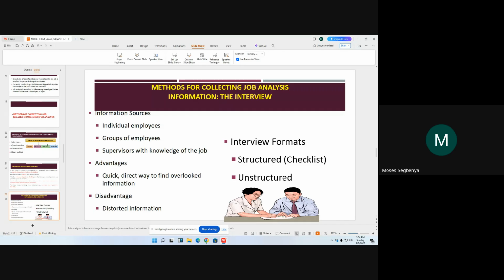What are some of the advantages of the interview as a tool for data collection on job analysis? It's quick. When you ask the question direct, you get the answers direct. When you see the interviewee before you, sometimes you can tell whether he's telling a lie or not. And if he doesn't understand something, he can also quickly ask you. But sometimes the disadvantage is that information can be very distorted. Some of them can really lie to you.